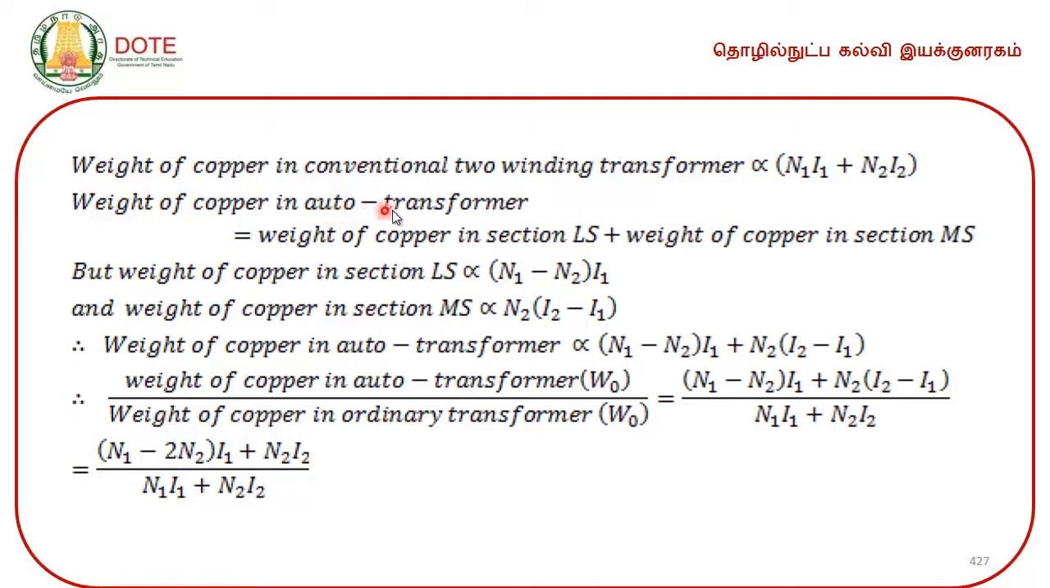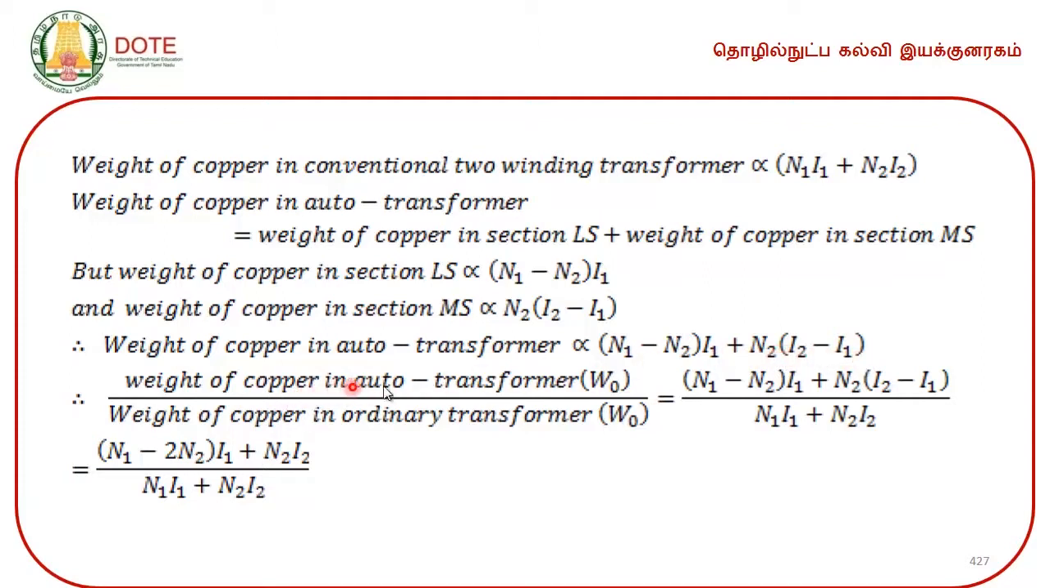Weight of copper in auto transformer is equal to weight of copper in section LS plus weight of copper in section MS. The weight of copper in section LS is proportional to (N1 minus N2) into I1. Weight of copper in section MS is proportional to N2 into (I2 minus I1). So, the weight of copper in auto transformer is proportional to the addition of these two expressions, that is (N1 minus N2) into I1 plus N2 into (I2 minus I1).